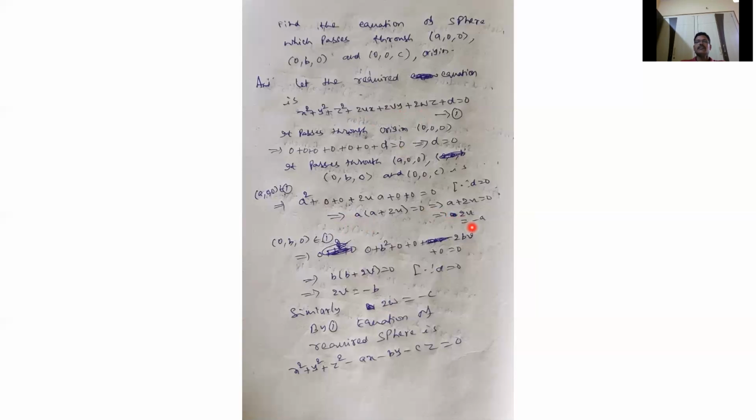Similarly, it passes through 0, b, 0. Substituting, we'll get 0 plus b square plus 0 plus 0 plus 2vb is equal to 0. So taking b common, b plus 2v, so 2v is equal to minus b. So similarly, 2w is equal to minus c, because substituting 0, 0, c, x equal 0, y equal 0, z equal c, we'll get 2w equal to minus c.